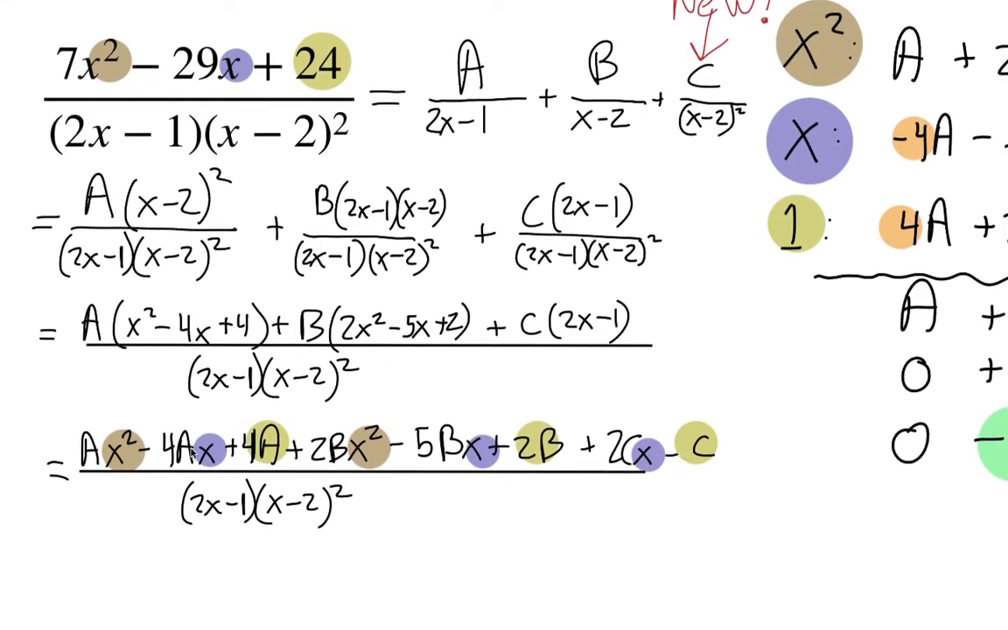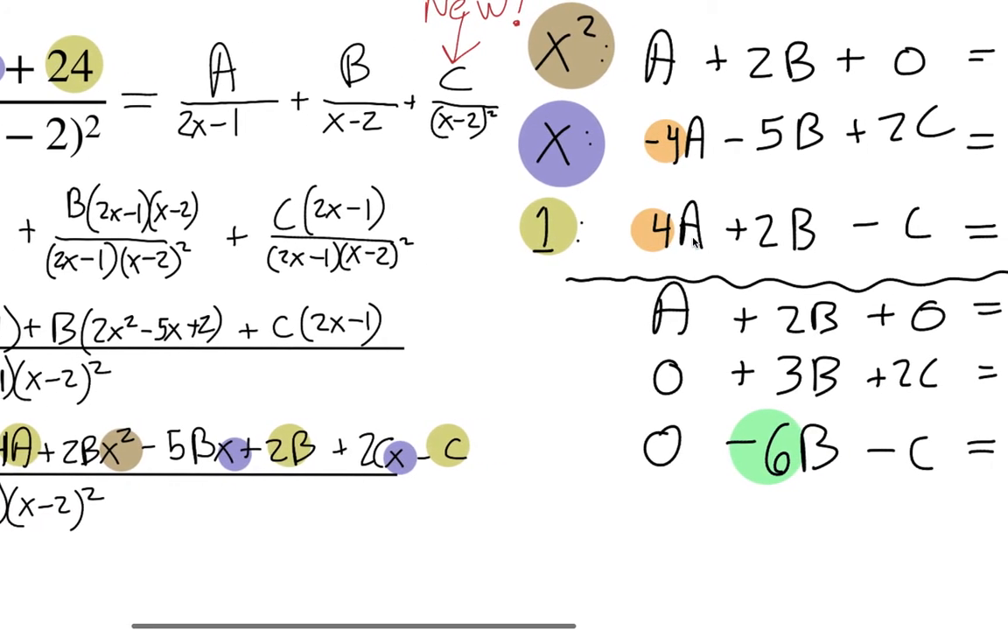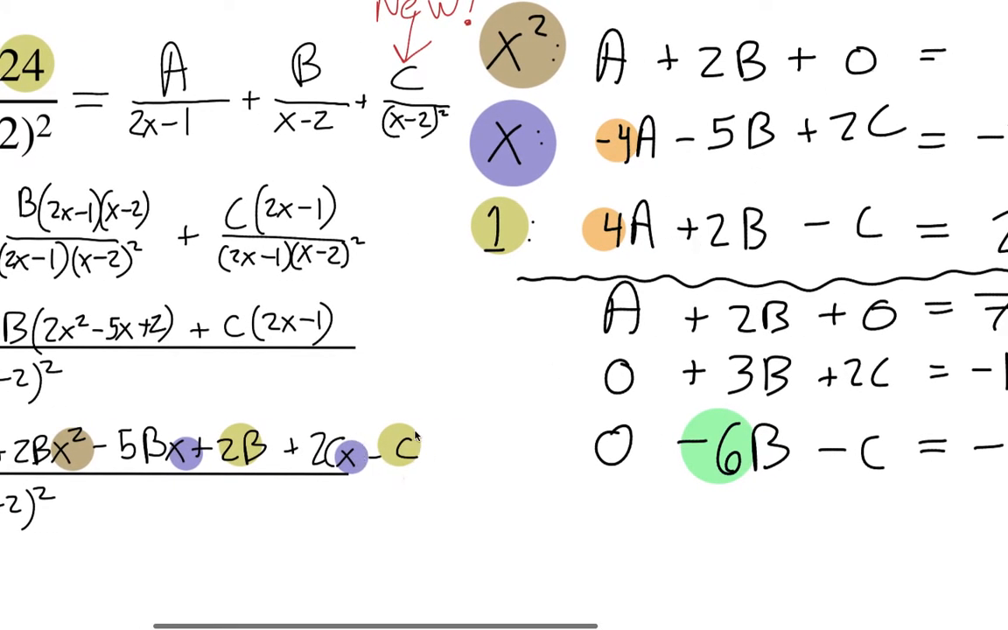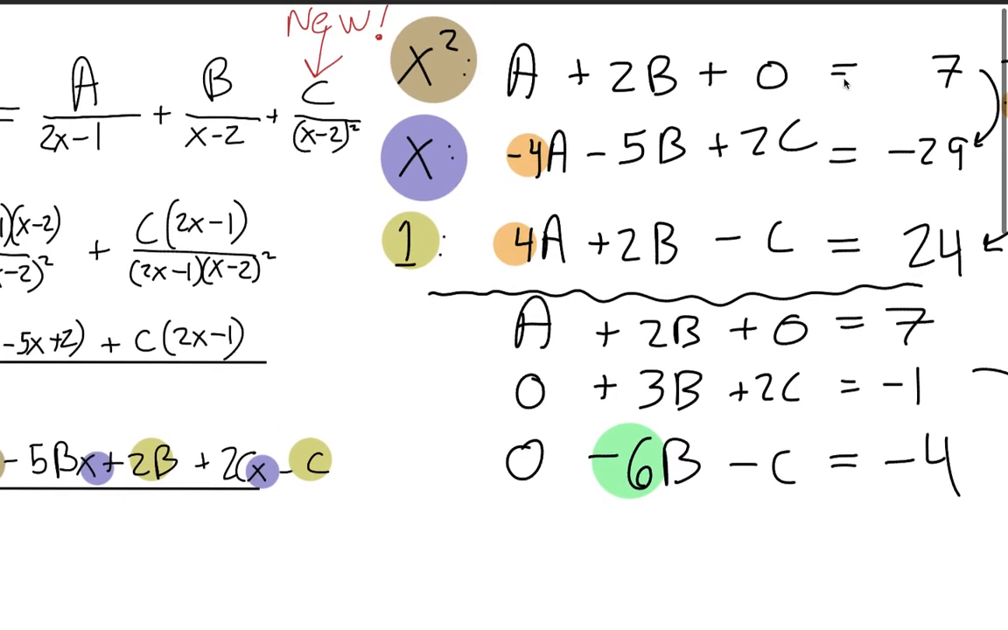Notice I didn't exactly write this step out, but in order for this entire numerator to equal this entire numerator, we have to compare. First, let's compare the quadratic terms. Ax squared plus 2bx squared has got to equal 7x squared. So therefore, a plus 2b plus 0 has got to equal 7. There's no quadratic term here.